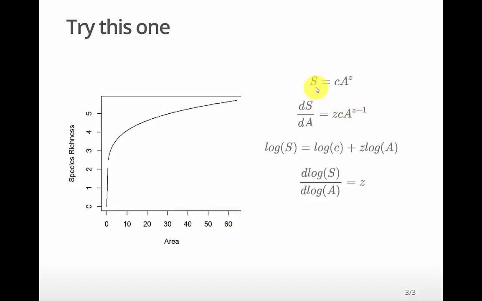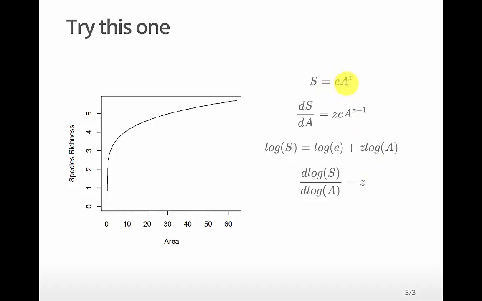As an aside, if we take the logarithm of both sides of this equation, so now we have log of s is equal to the logarithm of c plus z times the logarithm of a, this equation is now linear again. Taking the derivative, d log of s with respect to log of a is equal to the unknown constant z. There's no log of a on the right-hand side anymore.